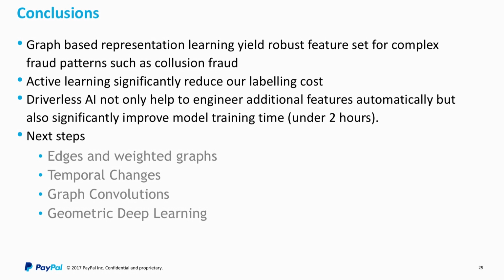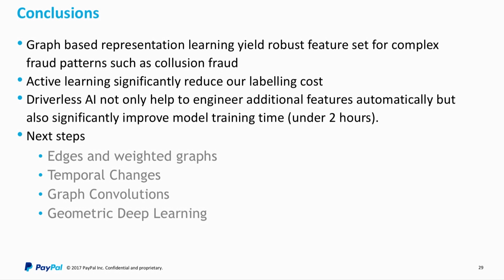So the next step: this exploration was on an unweighted graph, and we want to expand it to subgraphs and so on. Then there are temporal changes. The graph structure changes all the time, right? So right now it's more of an ad hoc approach. We retrain our model every week to learn the temporal evolution, how much our graph has changed from week to week, and feed that into our machine learning pipeline.